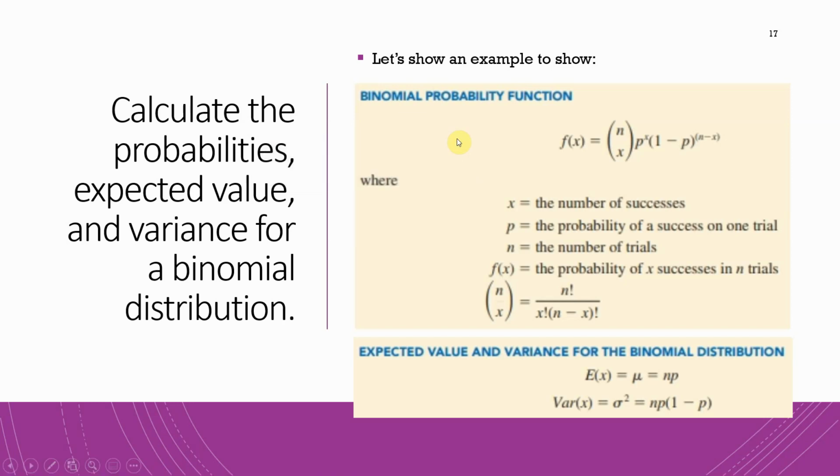Okay, in this video we are going to show an example of how to create a probability distribution for a binomial distribution. So we have this binomial probability function. I'm going to show you where this formula comes from. Remember, the probability function gives us the probabilities for given values of a random variable x. And then we can learn in another video how to create the expected value and variance for the binomial distribution. So I'm going to show you how to do this.